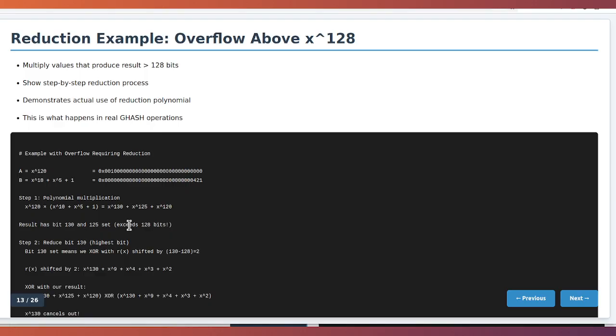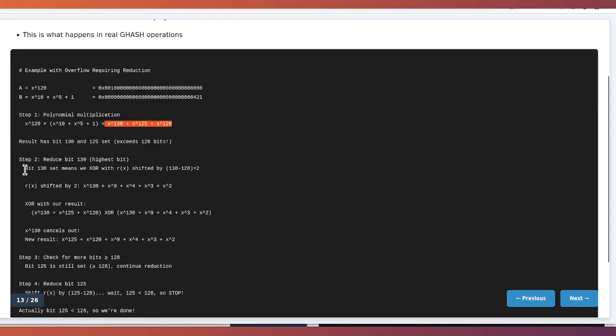First, polynomial multiplication. X to the 120th times x to the 10th plus x to the 5th plus 1 equals x to the 130th plus x to the 125th plus x to the 120th. This result has bits 130, 125, and 120 set. Bit 130 exceeds our 128-bit field, so we must reduce. The reduction process works from the highest bit down. Bit 130 is the highest bit set. To eliminate it, we XOR with the reduction polynomial shifted by 130 minus 128 equals 2 positions.